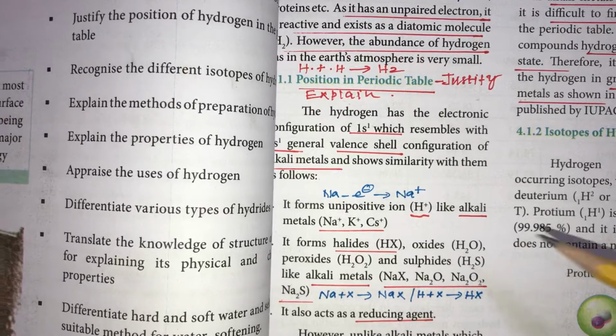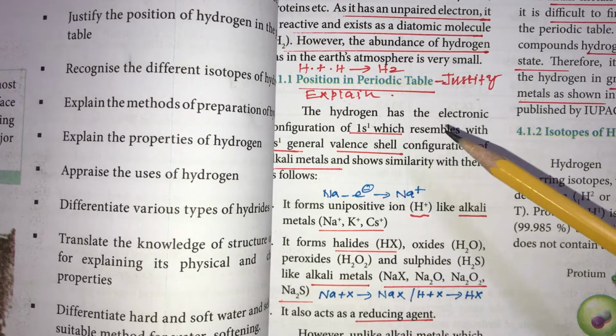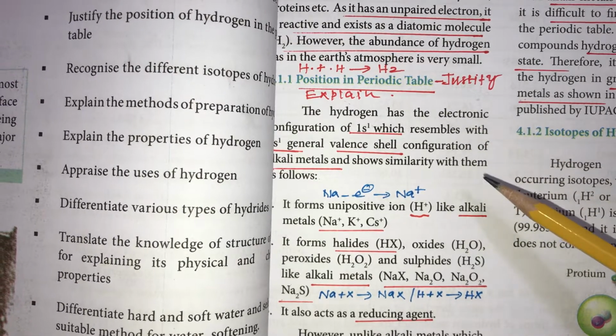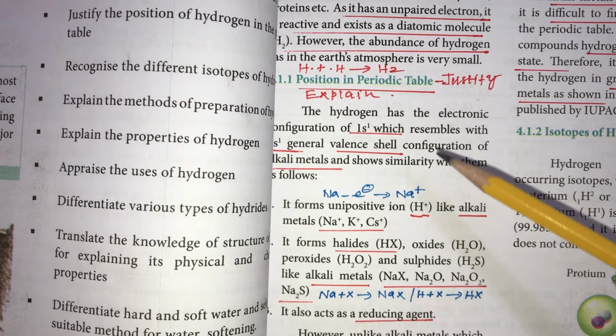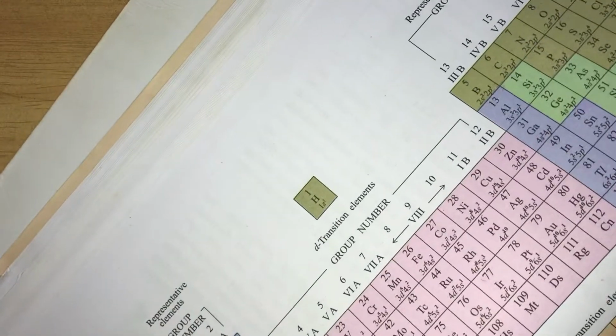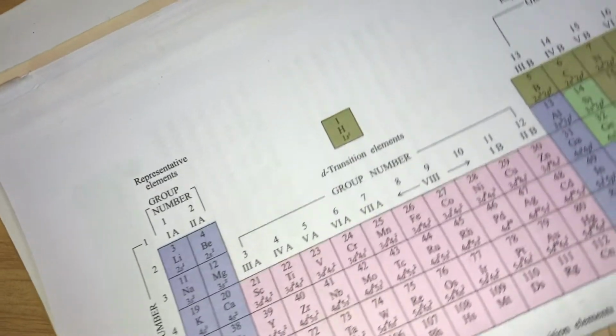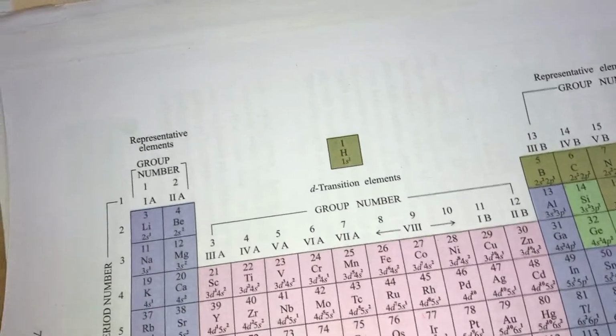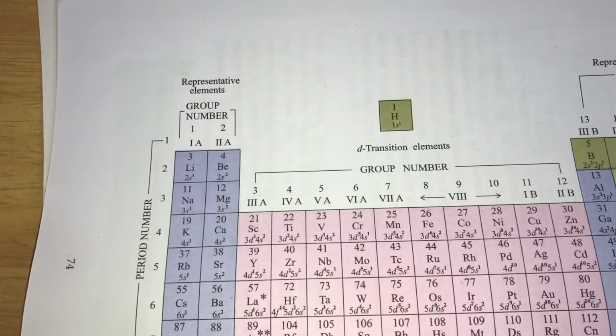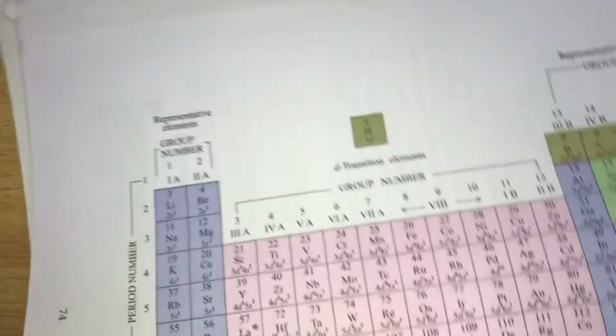In this video, what we are going to see is the position of hydrogen in the periodic table. The explanation of the position of hydrogen in the periodic table. Before that, let's see the position of hydrogen in the periodic table. Hydrogen is the simplest atom, placed at the top of the periodic table along with the alkali groups, as the properties are similar to that.